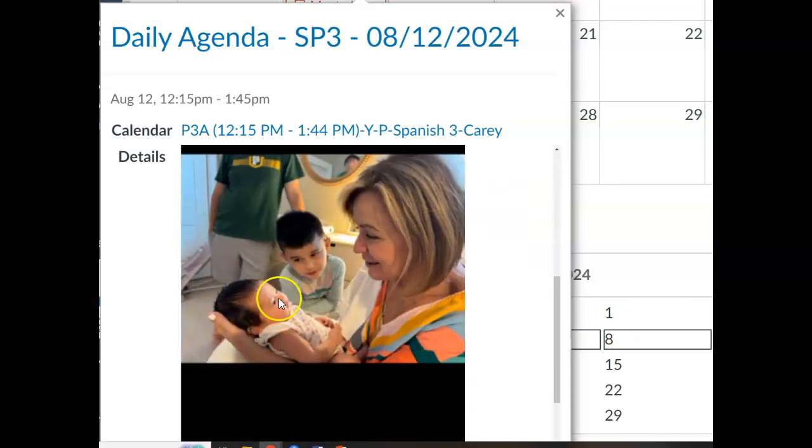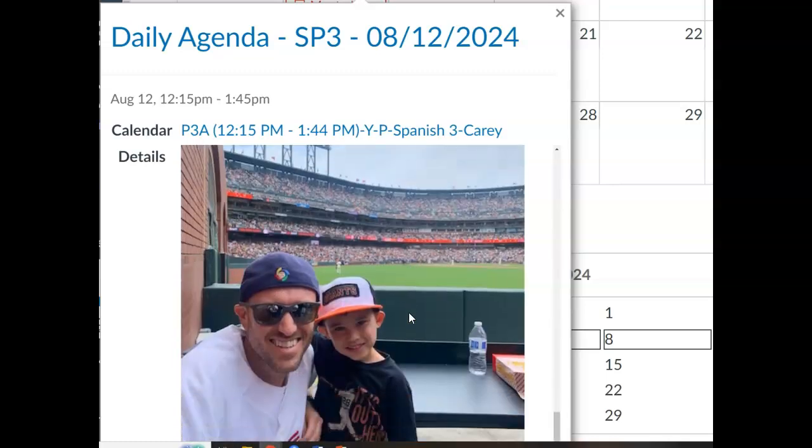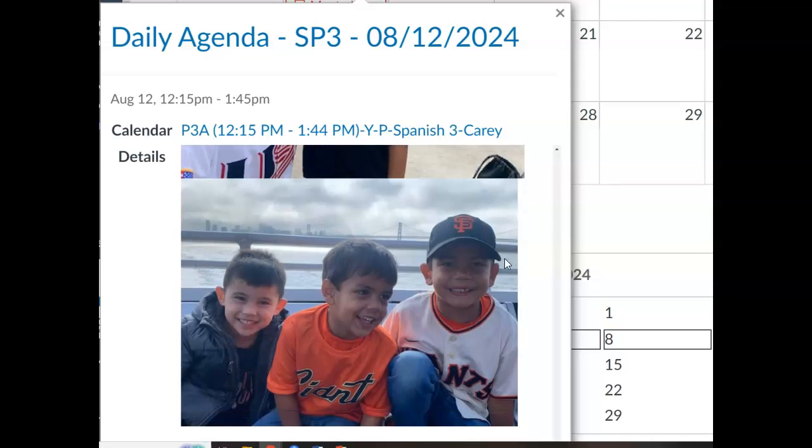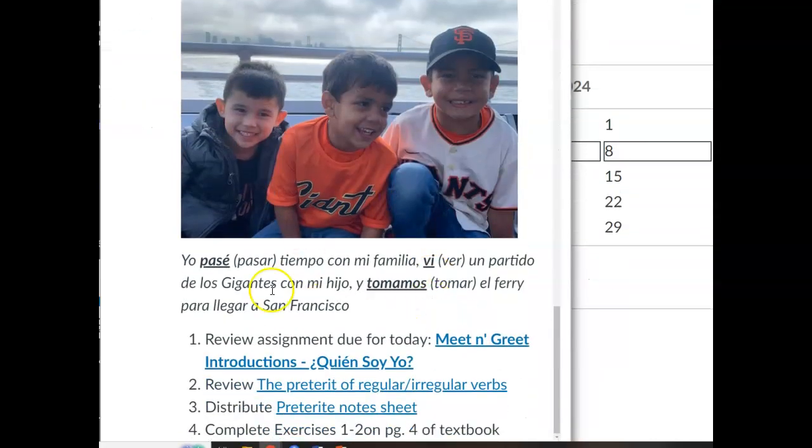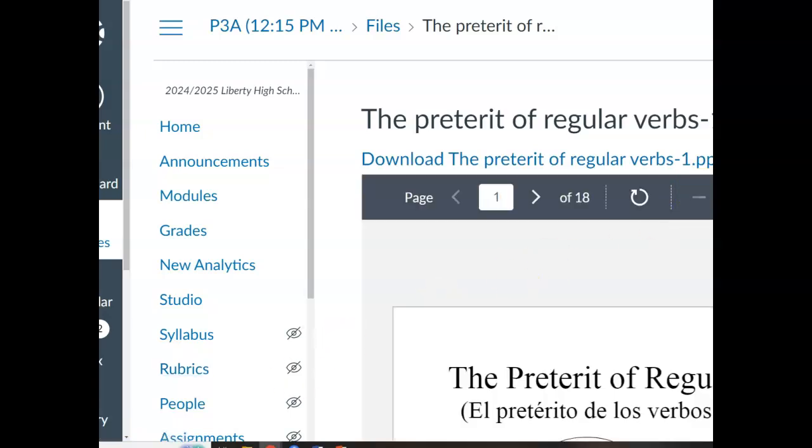For example, yo pasé tiempo con mi familia. Aquí tienes mi hija, mi hijo y mi mamá. Mi hijo y yo fuimos a San Francisco para ver un partido de los Gigantes y tomamos un ferry para llegar a San Francisco. And there you have the sentences written in Spanish. So 3 conjugations in the preterite. And if you need a little review, we're going to do that review together.